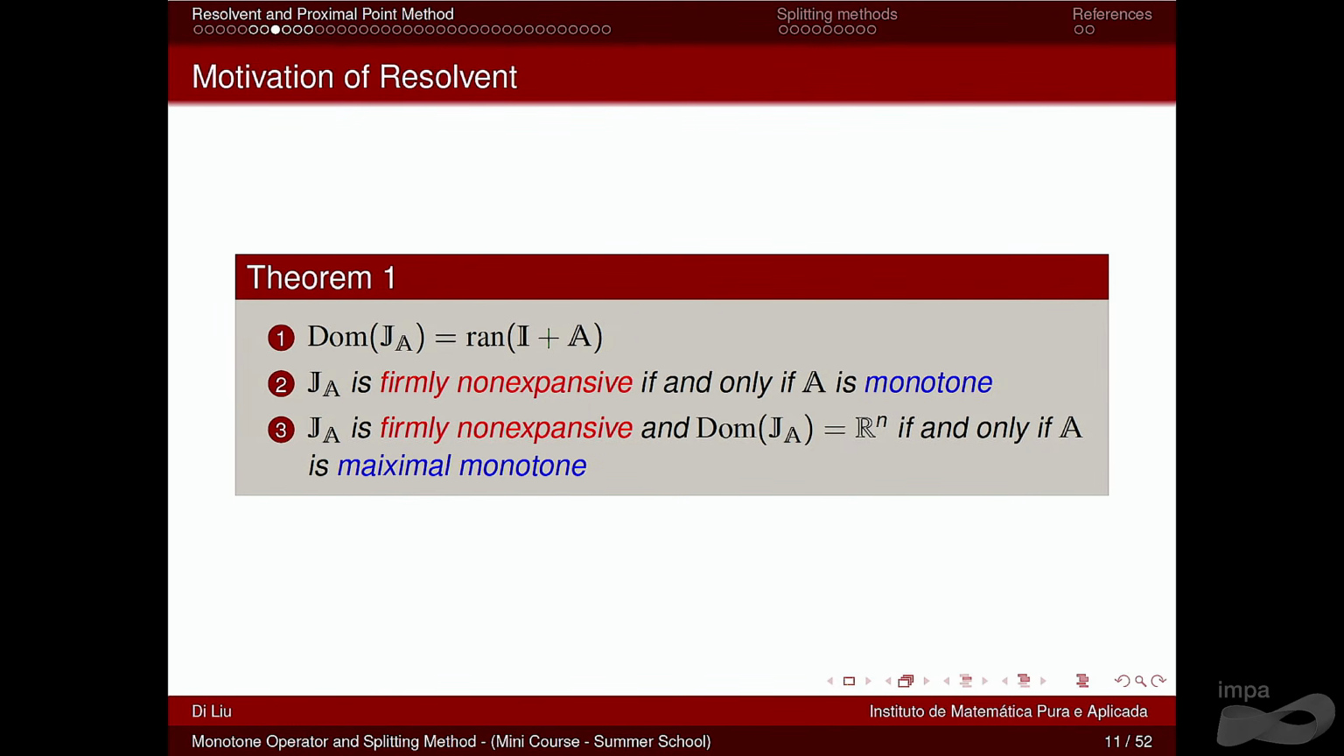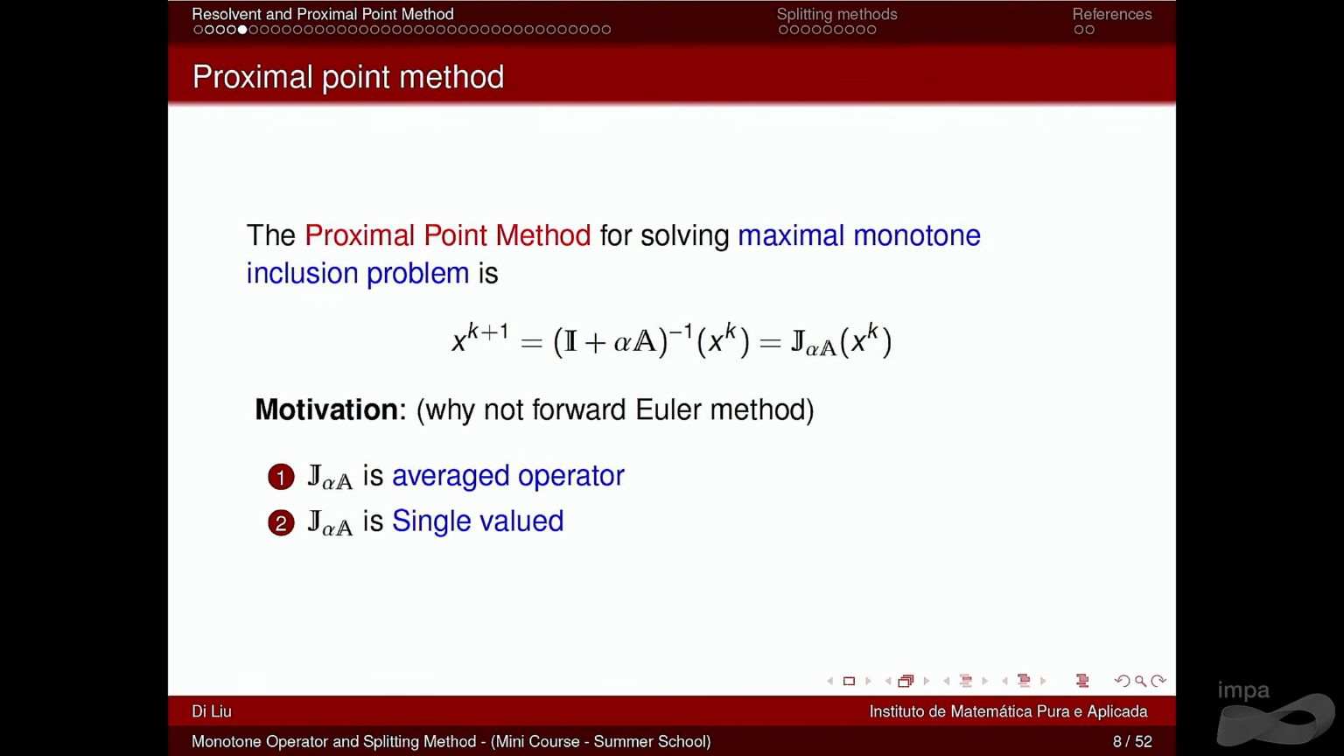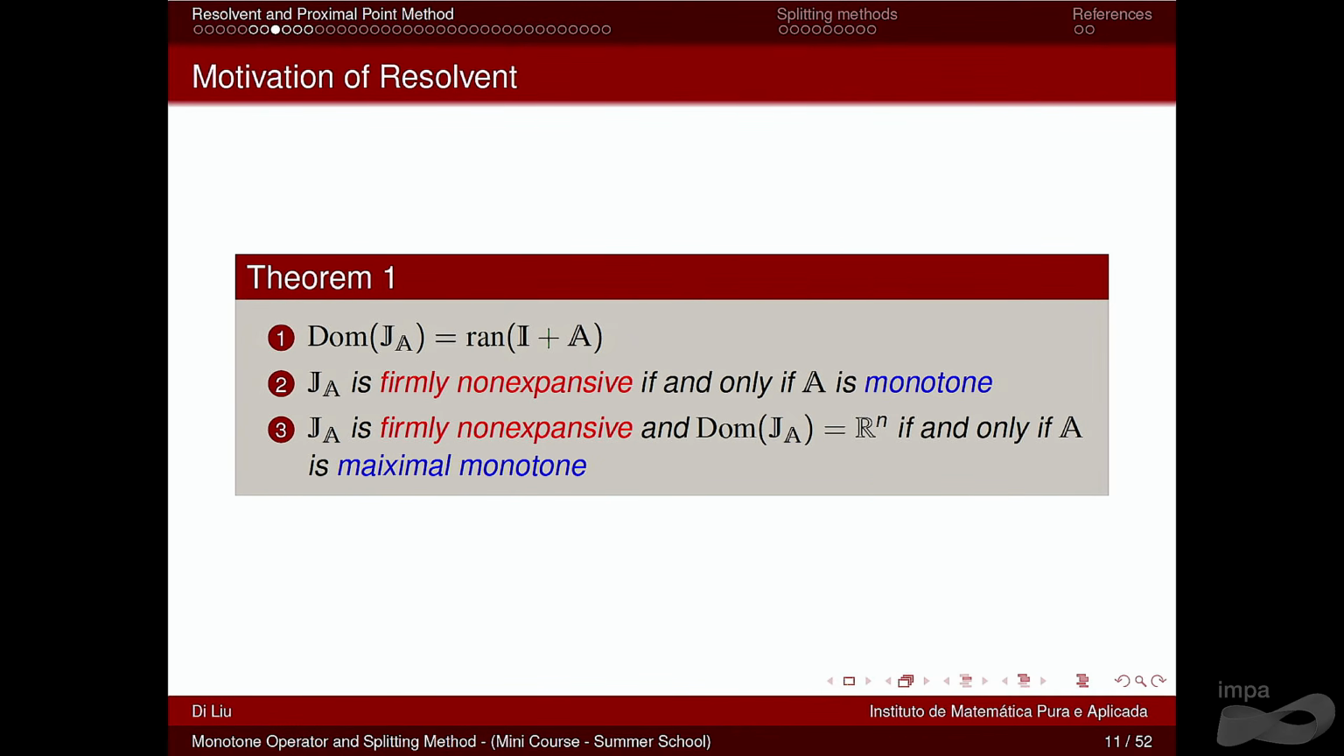Because if we do the proximal point iteration, the proximal point method, and this operator has a full domain, it is much easier for us to analyze the convergence. The operator is well defined everywhere, so you can use the algorithm very conveniently. And the third one is called the Minty surjectivity theorem.